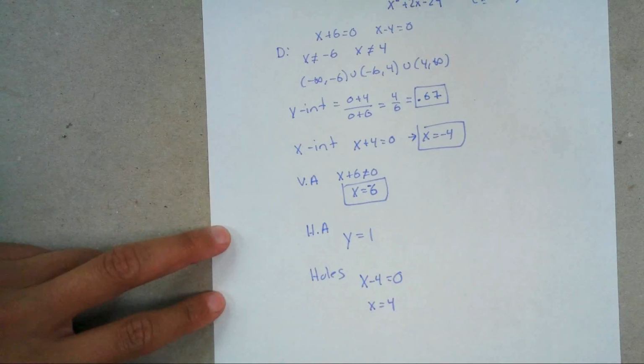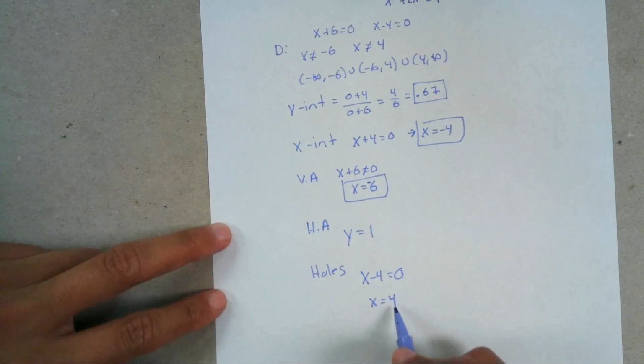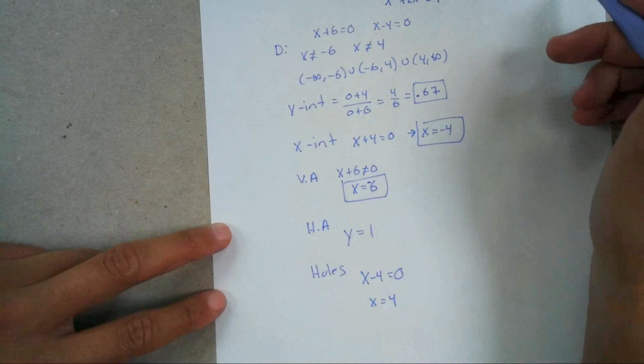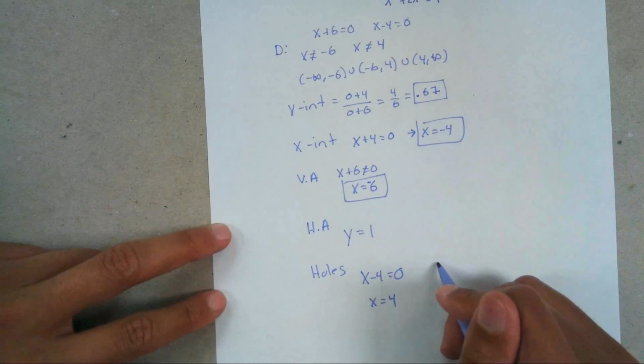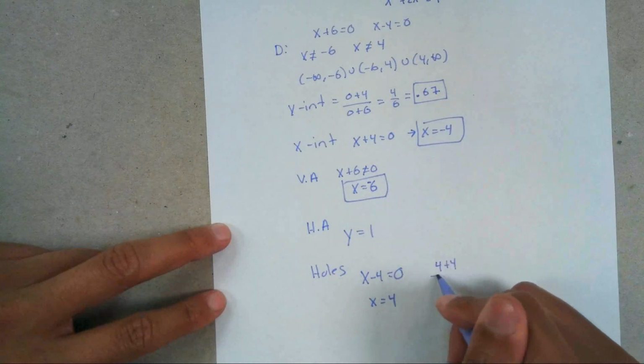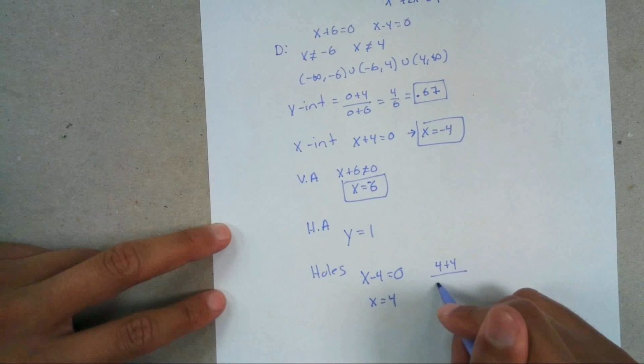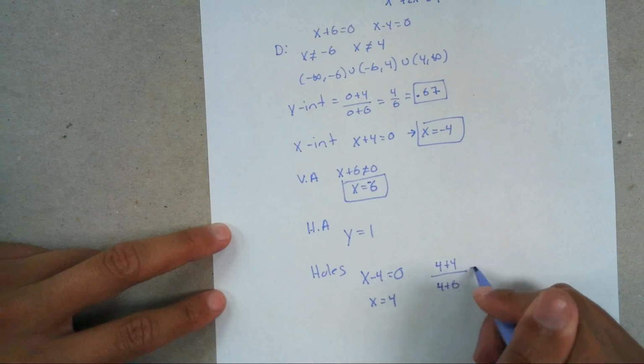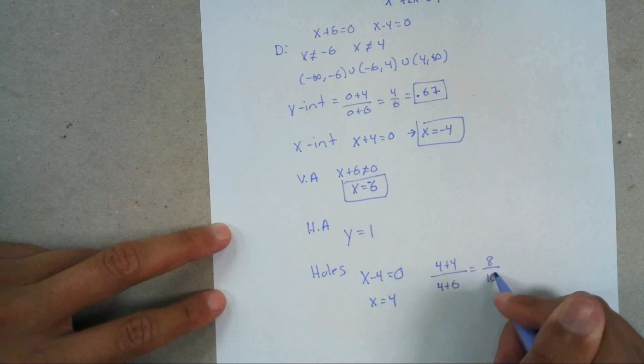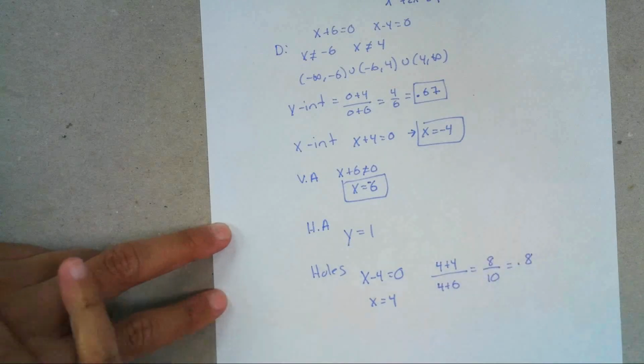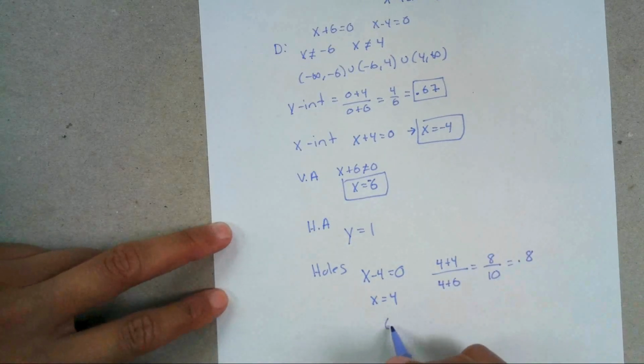Now because you have a hole at x equals 4, what we're going to do is plug this 4 into our new equation. So you're going to get 4 plus 4 over 4 plus 6, which is going to equal 8 over 10, which is equal to 0.8. So that means that we have a hole at 4 comma 0.8.